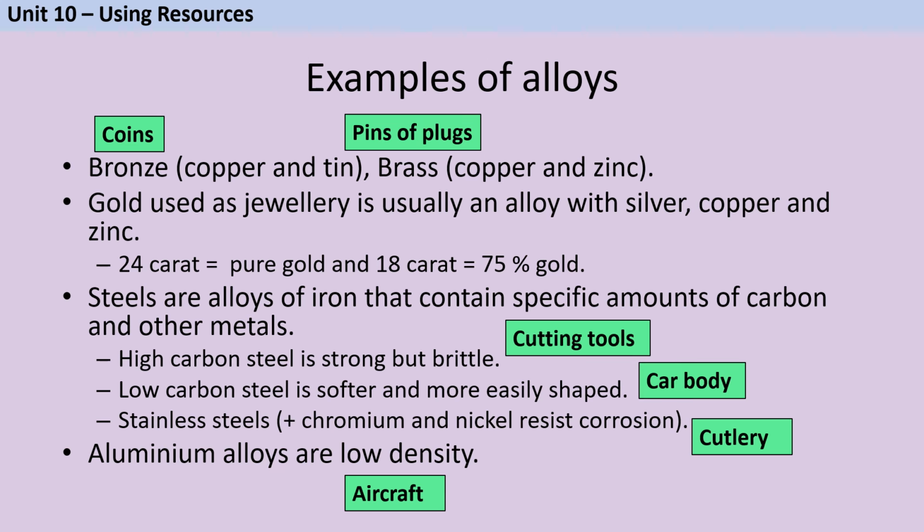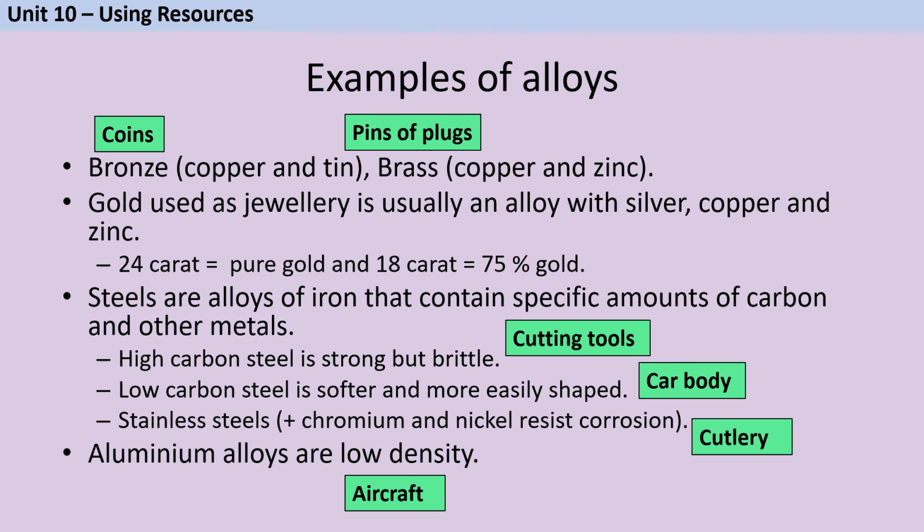So bronze is made from copper and tin and it can be used to make coins. Brass is made from copper and zinc and is used to make the pins of plugs. Gold can be alloyed both to make it cheaper but also to make it harder. And then there are various different kinds of steels. So high carbon steel is strong but brittle, so it's useful for cutting tools where it's always working in the same direction and there isn't going to be any unexpected stress in different directions. Then low carbon steel is softer and it's more easily shaped, so that's useful for things like making car bodies.